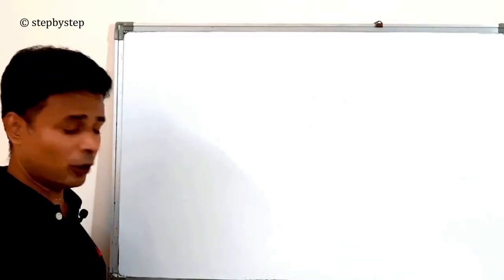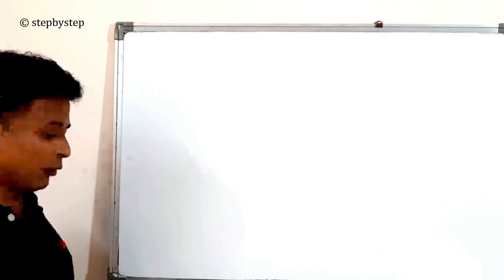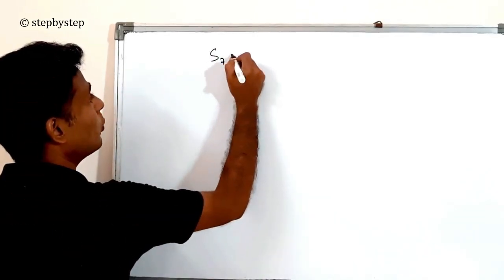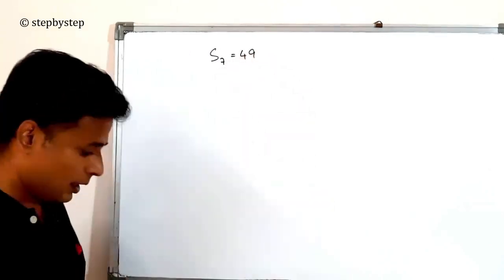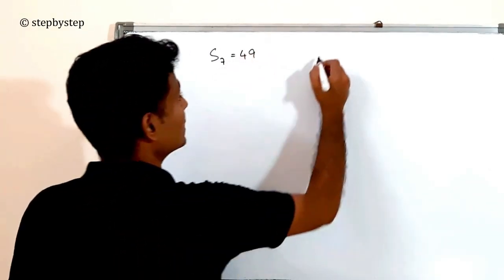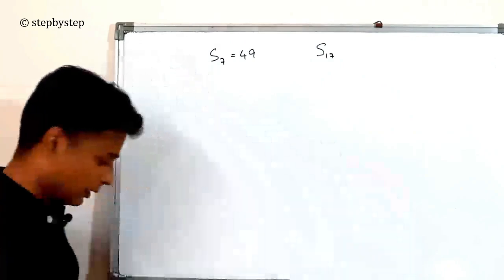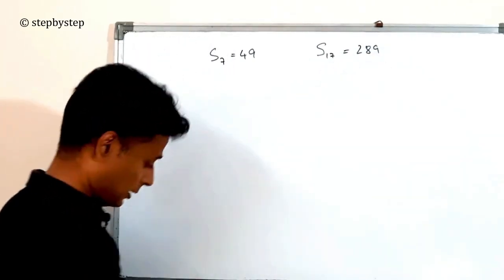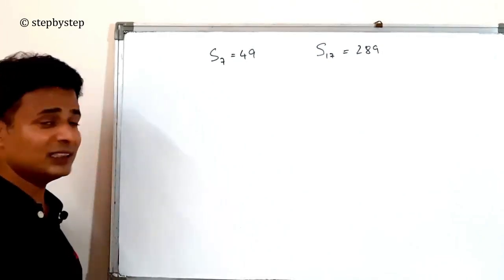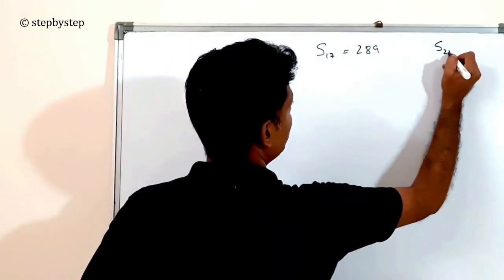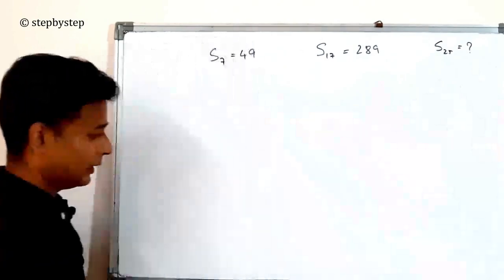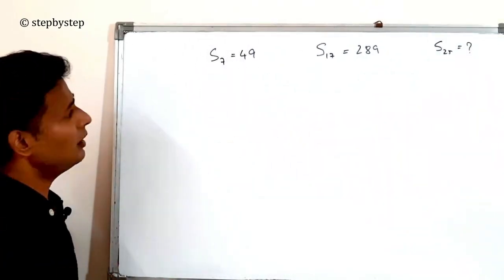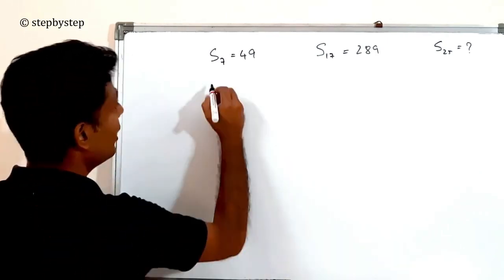Okay, now the third problem. If the sum of first 7 terms of an AP is 49, so s of 7 equal to 49, and that of the first 17 terms, that is s of 17, is 289. Find the sum of first 25 terms. So s of 25 is what we need to find. Now again this question has two conditions, two unknowns, that's a and d. Apply the formula and find a and d.